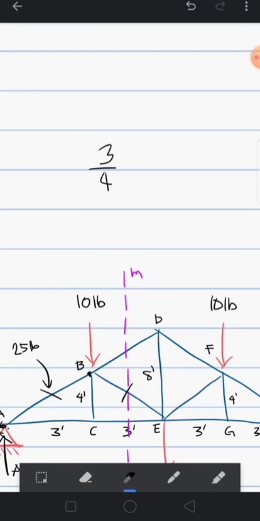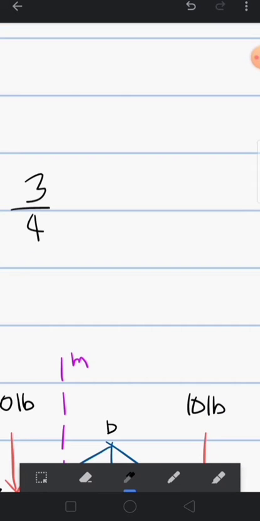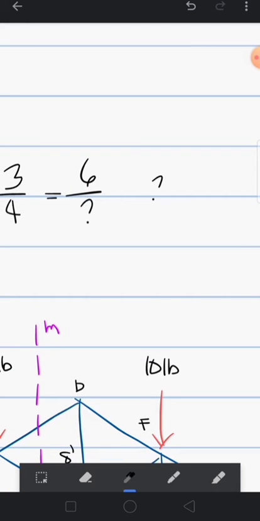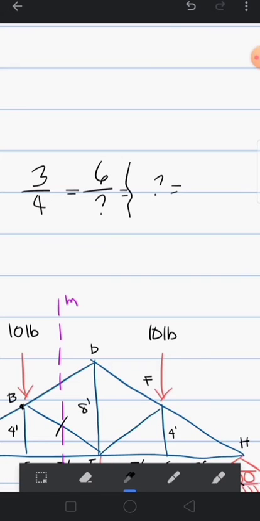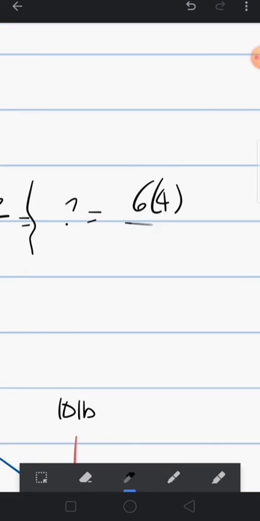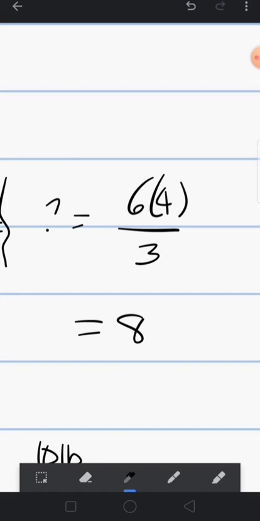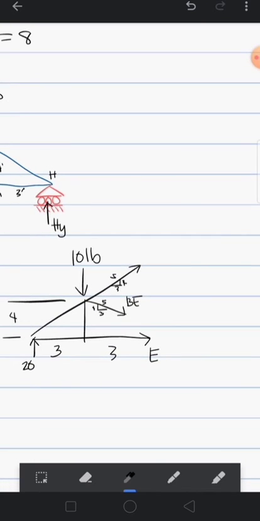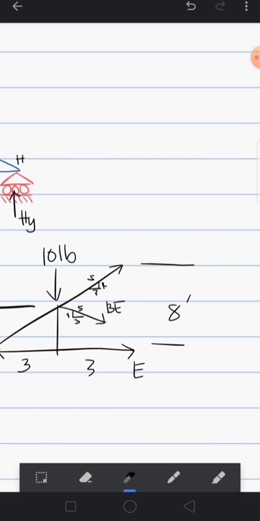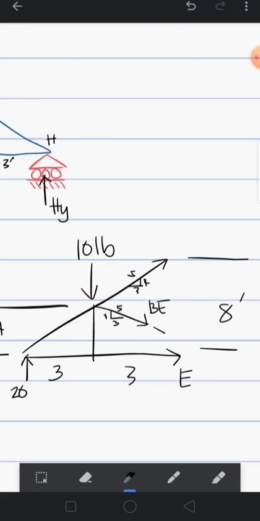3 is to 4 is equal to 6 is to unknown. So, unknown is equal to 6 times 4 divided by 3. 6 times 4 is 24, divided by 3 is exactly 8. So the height here is 8.